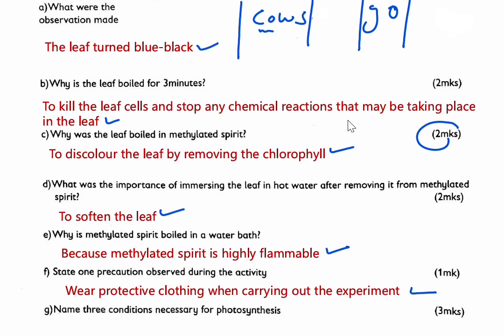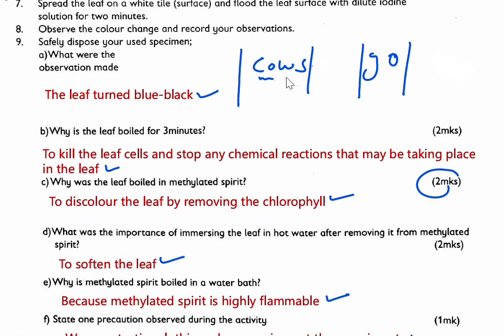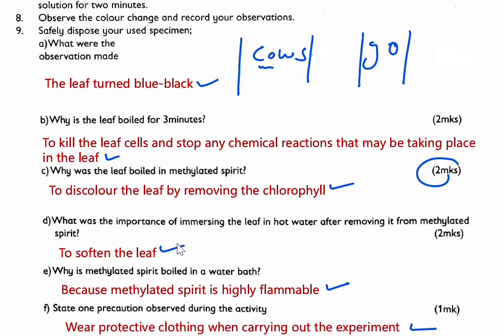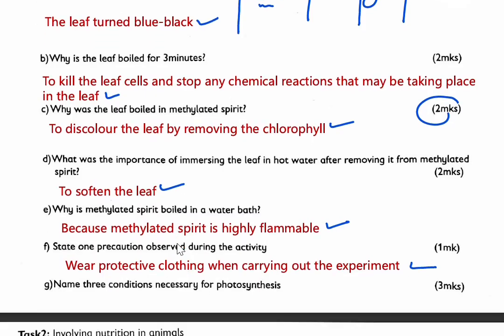So to answer part G, name 3 conditions necessary for photosynthesis, we're going to say carbon dioxide, water, sunlight, and you can also state chlorophyll. I'm going to get those 3 marks. So don't forget cows go where we have green plants. So that is the end of task 1, and we score 20 marks.